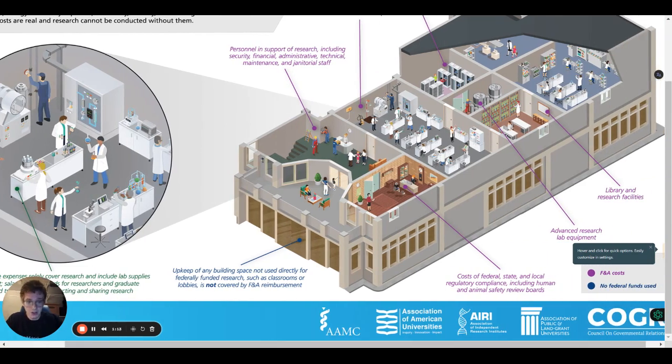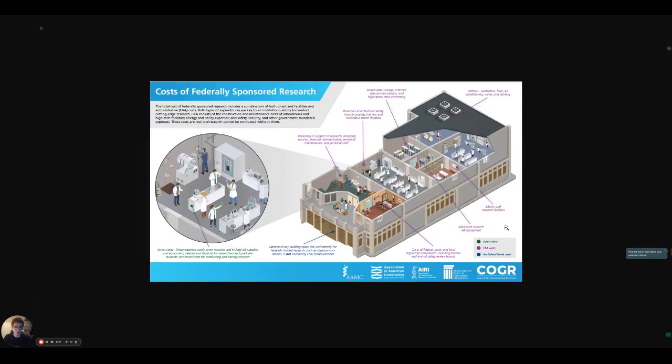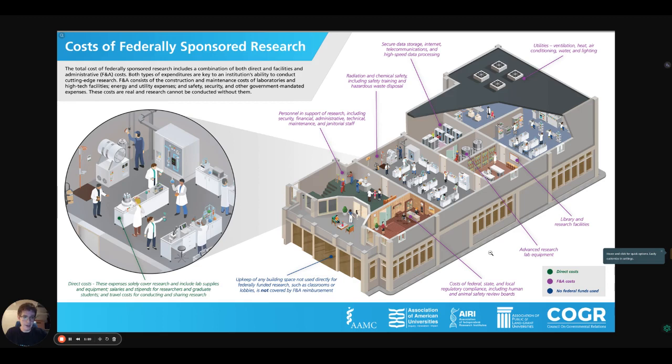Now, on the other hand, you have indirect costs. Now, indirect costs are also known as F&A costs, or facilities and administration costs. So facilities and administration costs are the same exact thing as indirect costs. There's just slightly different terminology.